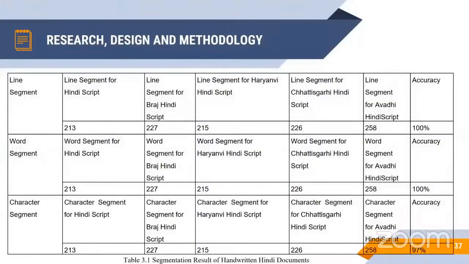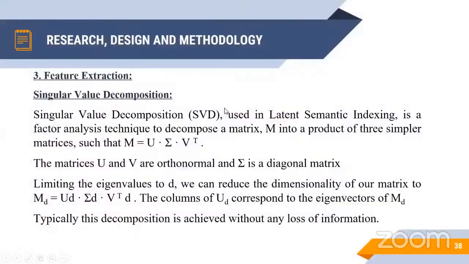This is all the Hindi language that I have identified in this one particular research work. In the line segmentation, there are 213, 227, 225 characters, so the accuracy is 100%. In the word segmentation, accuracy is 100%. And the character segmentation accuracy is 97%.